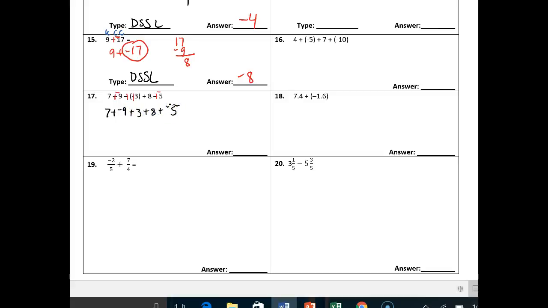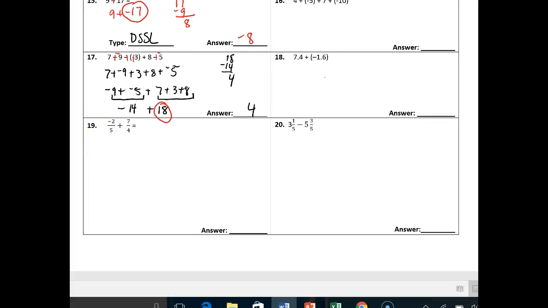Let's use the commutative property to get the negatives next to each other. So negative 9 plus negative 5 plus 7 plus 3 plus 8. This part right here is SSAK equals negative 14. This part right here is SSAK equals 18. And then I have a DSSL after that. So 18 minus 14 is 4. I had more positives, so my answer is positive 4.